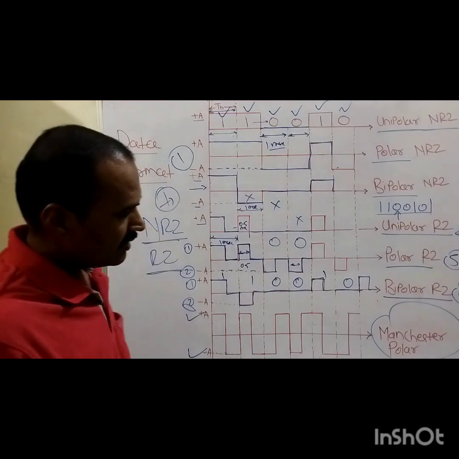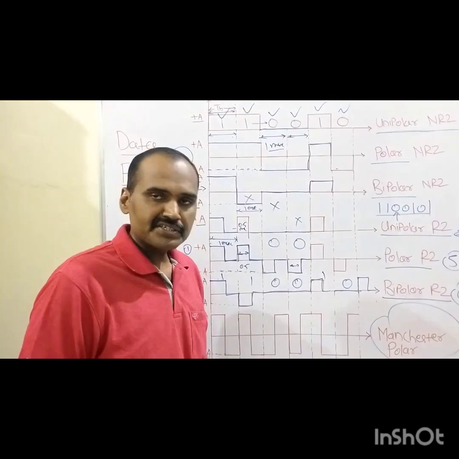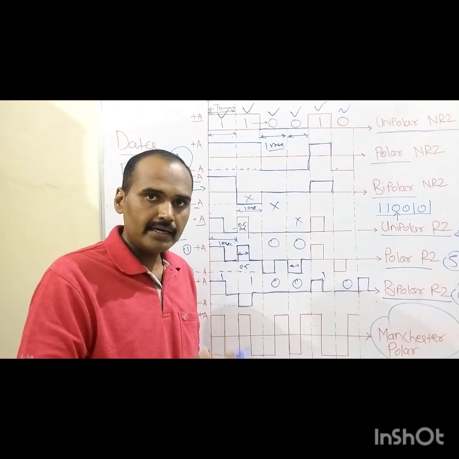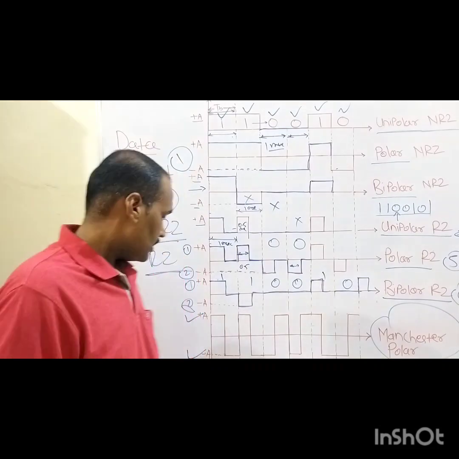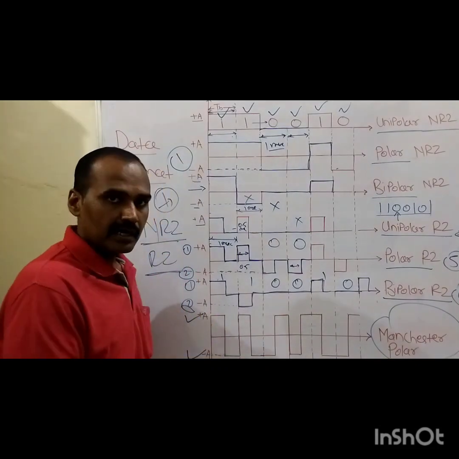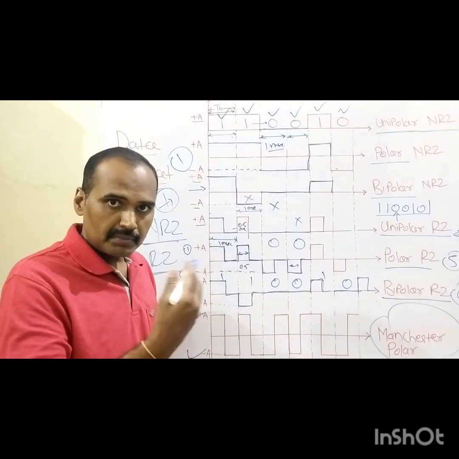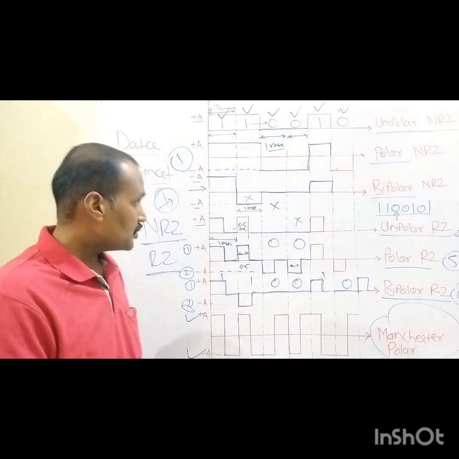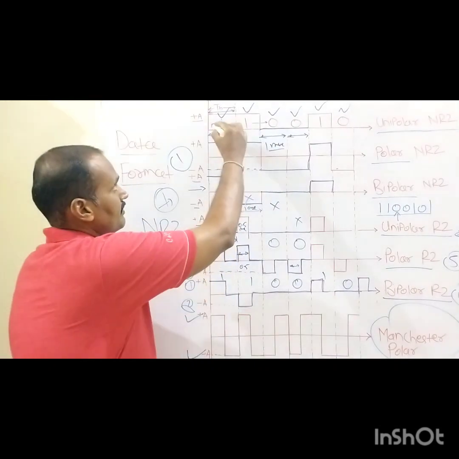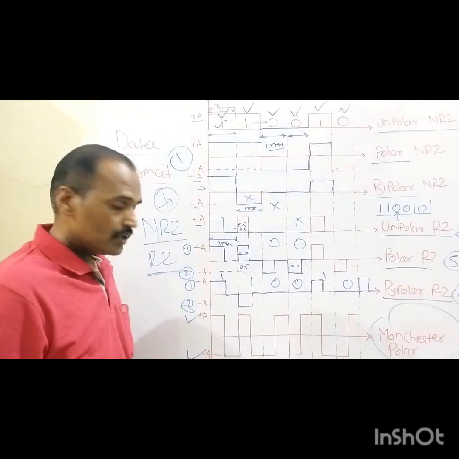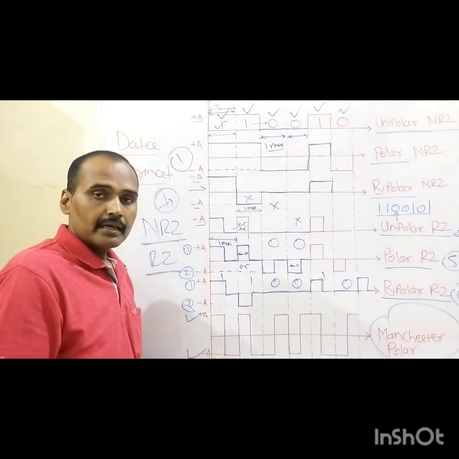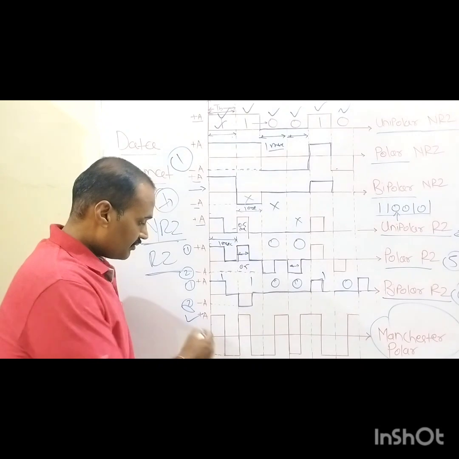So the last one is nothing but what? The polar Manchester type of digital format. So in this digital format, again we need to understand how these two voltages are adopted by this digital communication technique to represent binary 1 and binary 0, right? So the first bit we have with us is nothing but what? Binary 1.